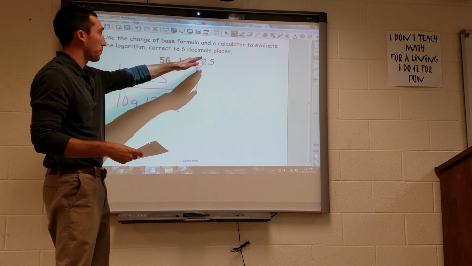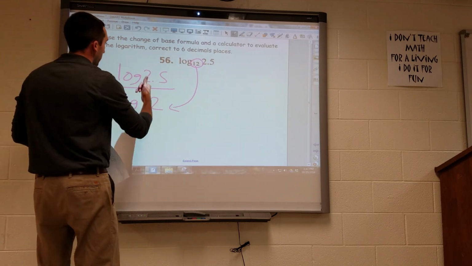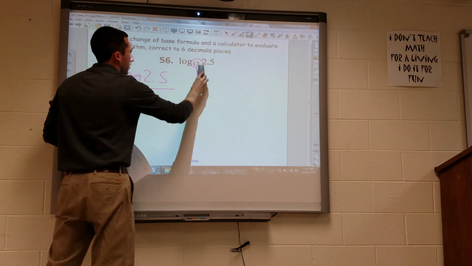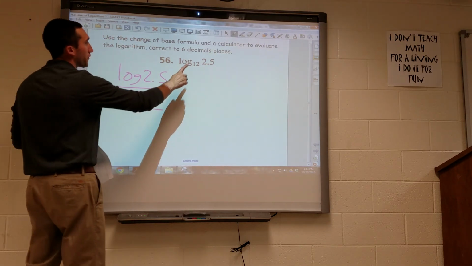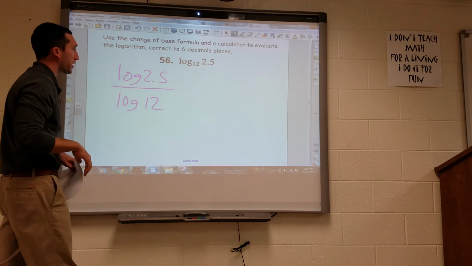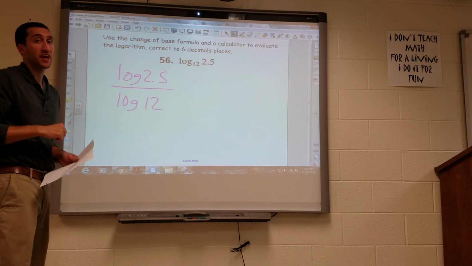If you want to think, it was the bottom there, so it stays the bottom. That's kind of how I used to think about it. And obviously whatever we're taking the log of is then the numerator. So this is the change of base formula. Whatever the base was goes in your denominator. Whatever you were taking the log of is your numerator. And now you're just taking the plain old log of both of those, which our calculators can do.